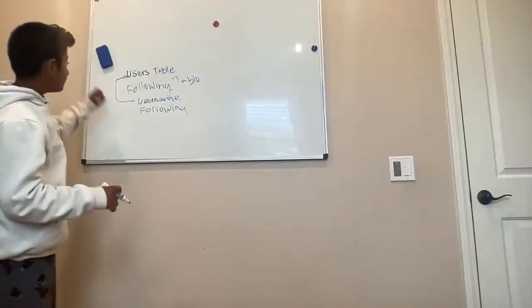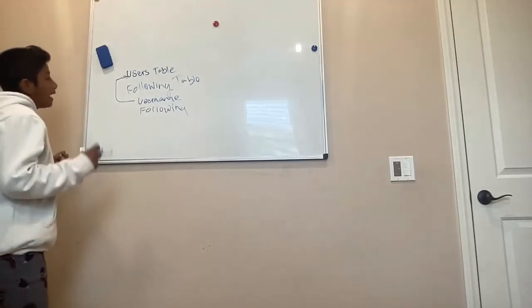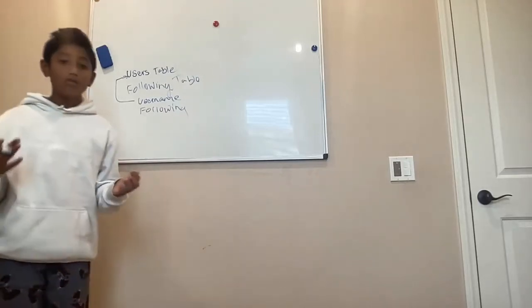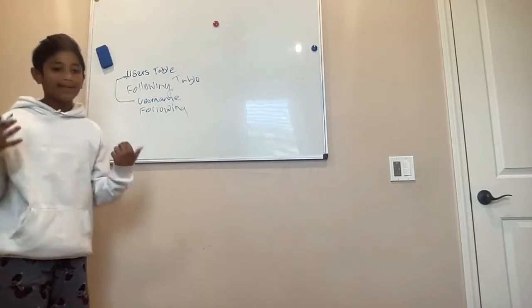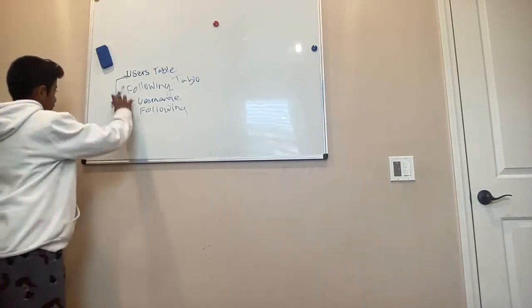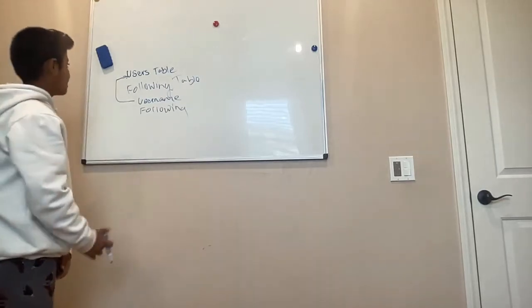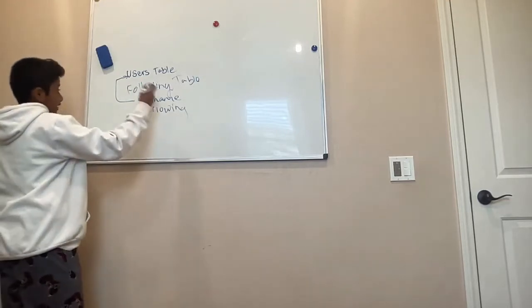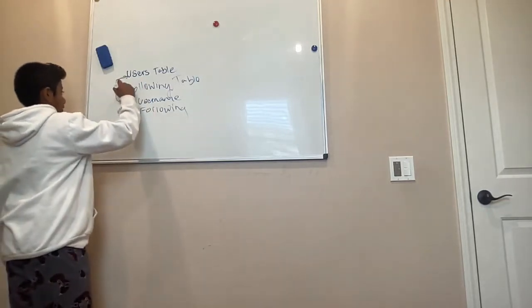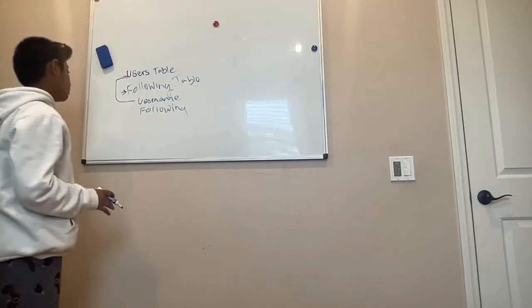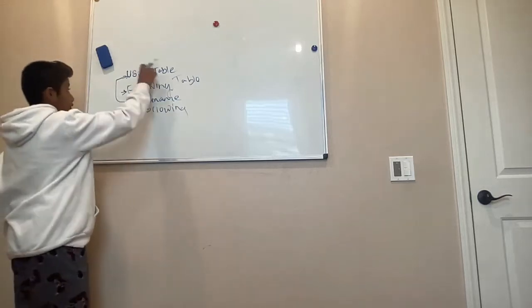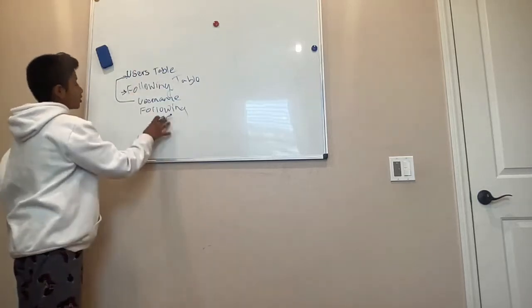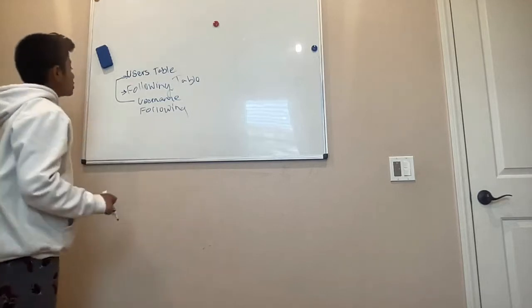All right, so pretty much this is how a design of a Postgres or a SQL database would work for our following use case. So we'd have maybe a users table, and then we'd have our following table, and this following table would have a username, so who is following who, and then the person that they're following.